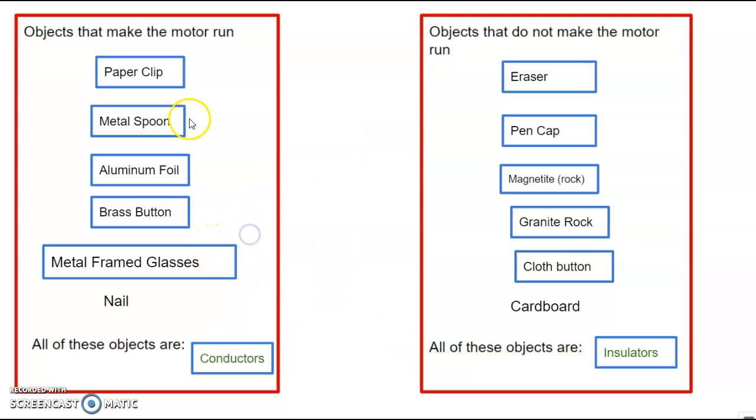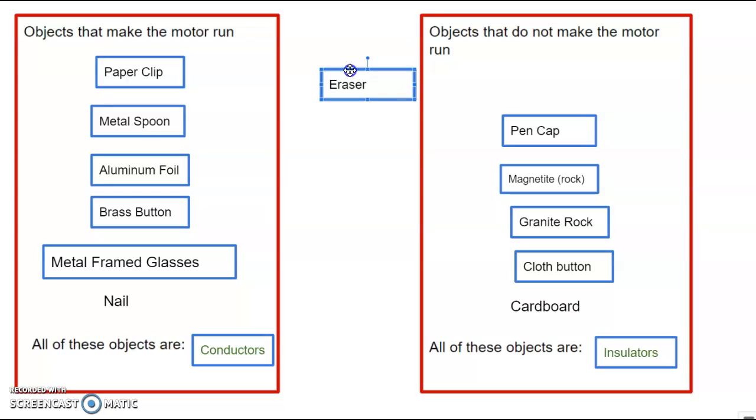When you tested those things on FOSS-Web, remember the paper clip, the metal spoon, the aluminum foil, the brass button, the metal frame glasses, and the nail all made that motor turn. That's why they are conductors, because they conduct electricity and they let electricity flow through it.